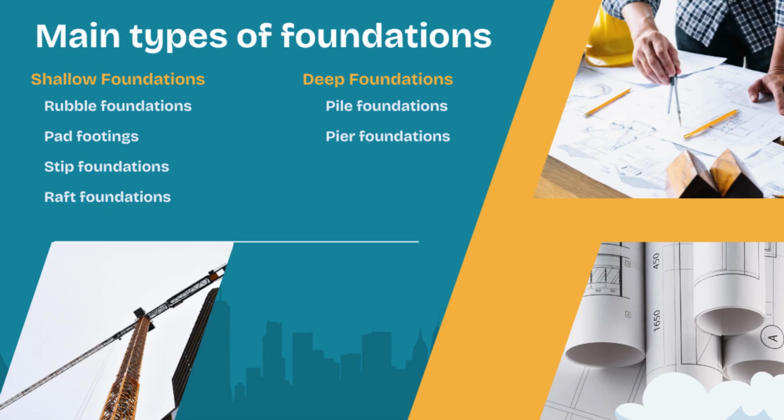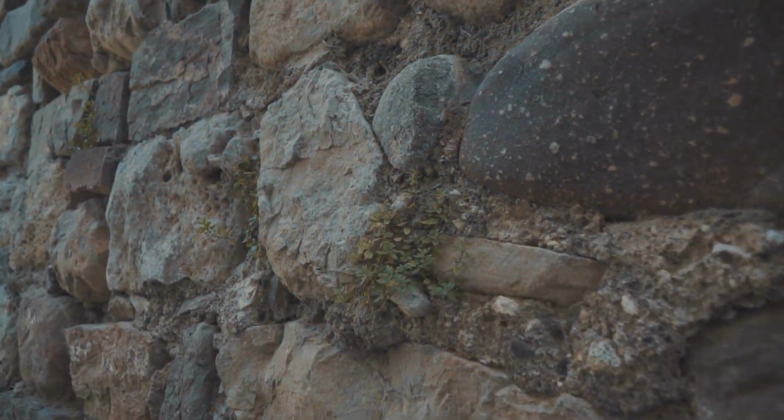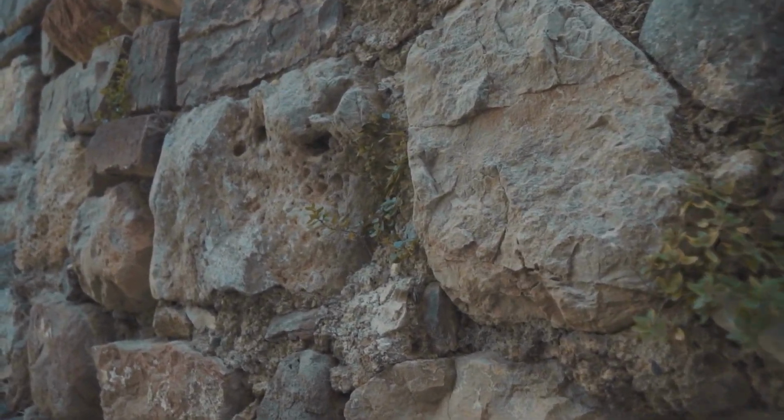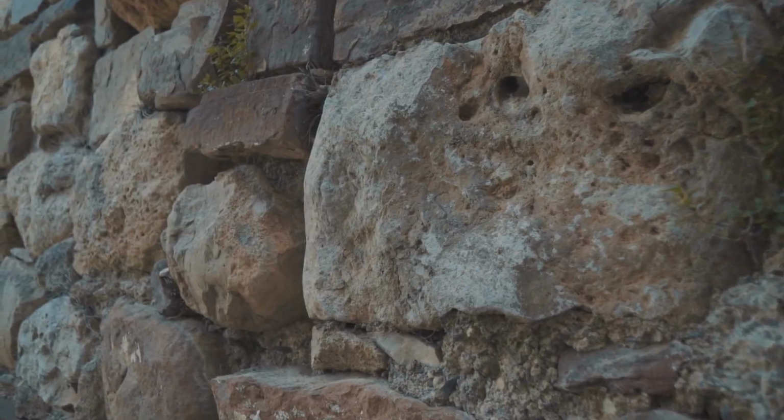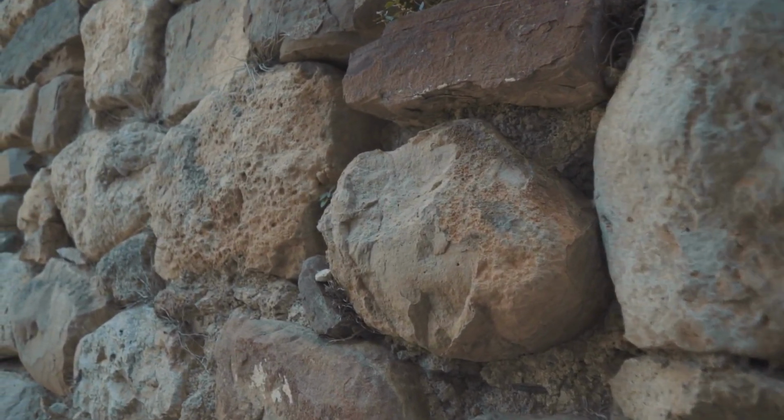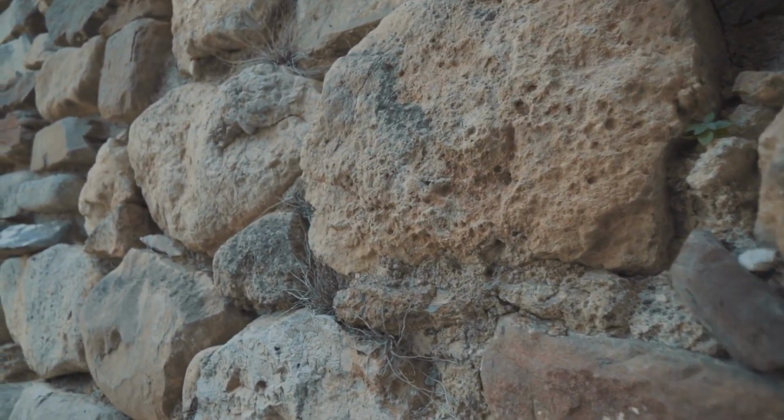Under shallow foundations, we have rubble foundations, pad footings, strip foundations, and raft foundations. Under deep foundations, we have pile foundations and pier foundations. In today's video, we'll focus on two types of shallow foundations, which are rubble foundations and pad footings. We'll look at where they are used, their advantages, and the basic principles behind each one.